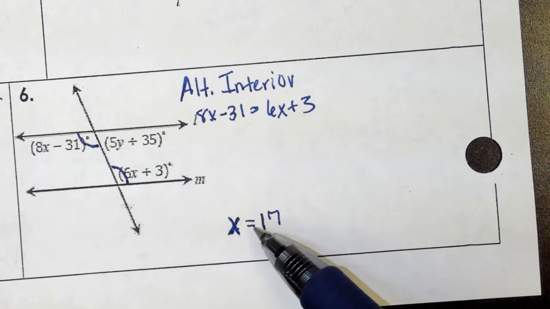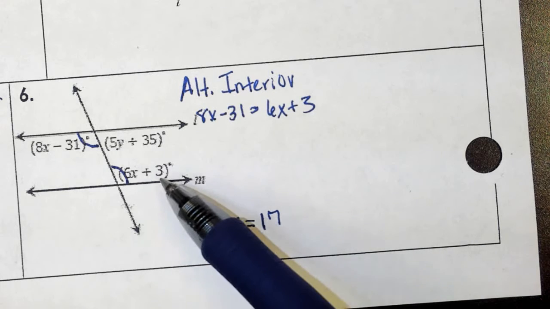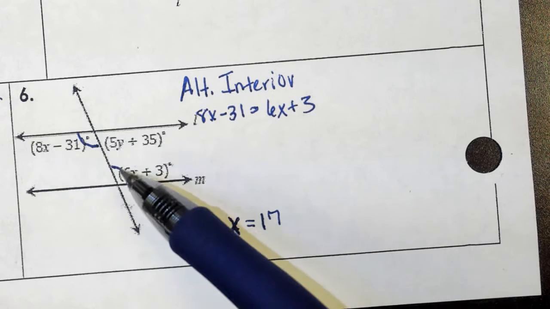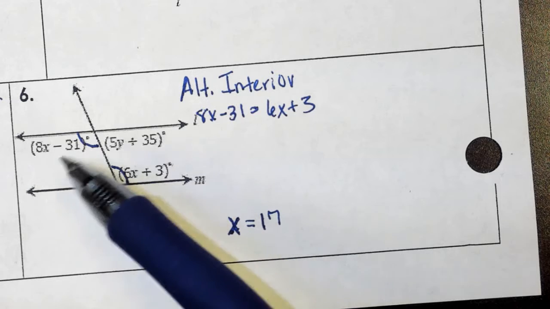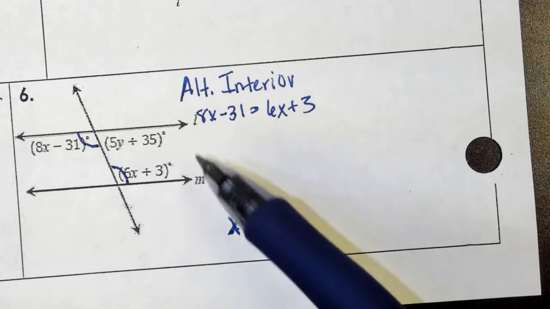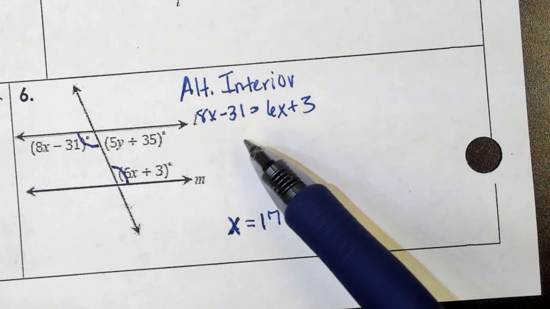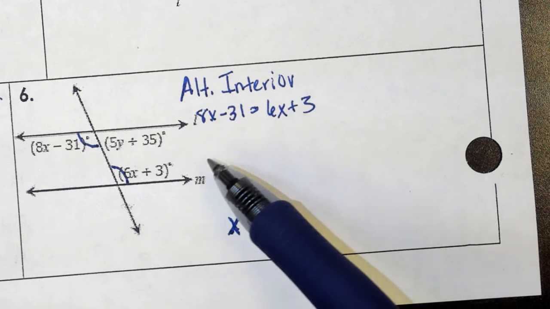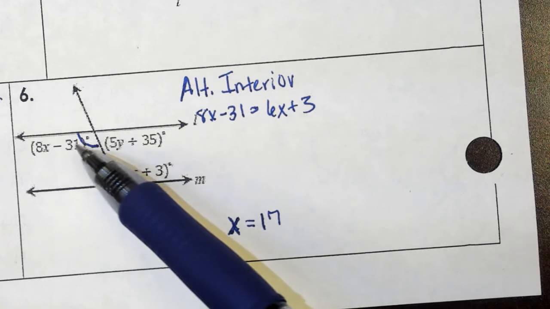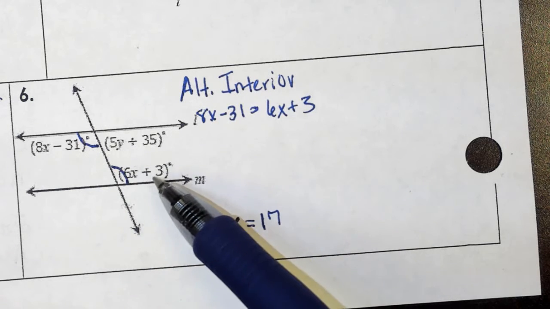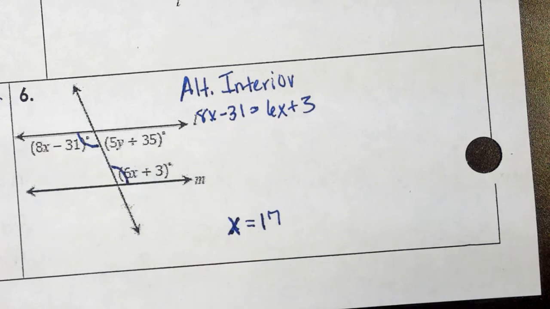But now that you know x, you can plug back in and find this angle and this angle. They're both going to be the same because they're congruent. If you set them equal to each other, they're going to be the same. Now, you can plug back into both. I know y'all been doing that since we started this school year, but I need y'all to understand now that you don't have to plug back into both of these expressions. You can plug into one and you're going to get the same answer for each one.